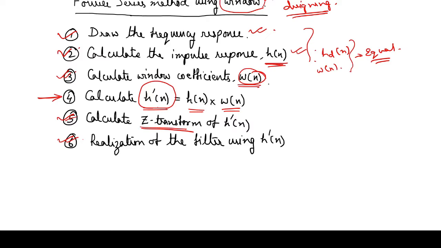It is similar to the previous class examples where we used the Fourier series method without the window. Here we will be calculating the h(n) values and the w(n) values. Both will be of the same length. Then we will go for the multiplication of the h(n) and w(n) values. That will give us modified h(n) values, which we call h'(n). Now using this h'(n), we will go for the Z transform and the realization of the filter. Okay.